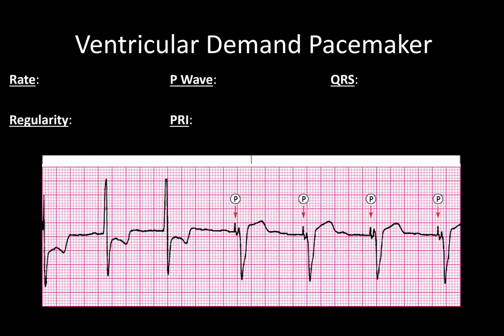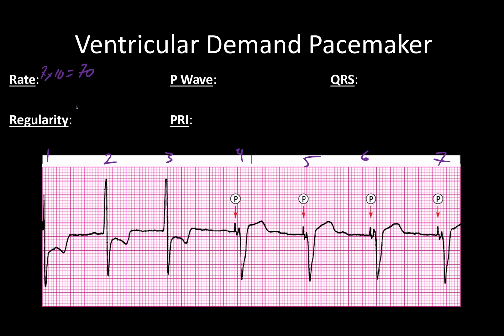So here's another example of what paced rhythms can look like. We have a ventricular demand pacemaker in this case, and let's prove it. Our rate, just like always, I'll go 1. Of course, this is a 6-second strip. We've got about 7 beats across the screen.